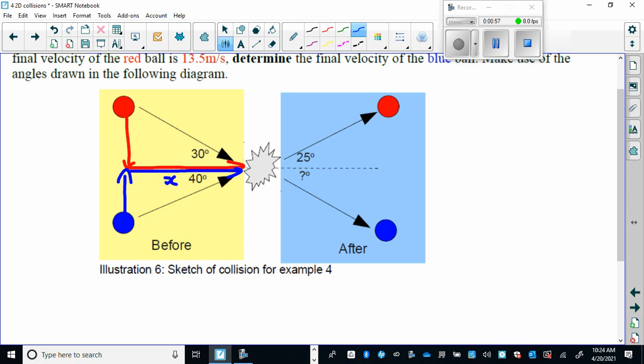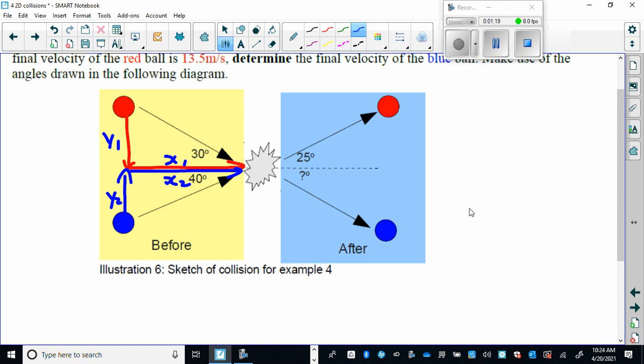Let's call this x2 and x1, and we'll call this y2 and y1. We're going to add those to find the total horizontal components and the total vertical components before, and then we're going to apply our conservation of momentum to after. All right, and from this point on, it's really just tedious.